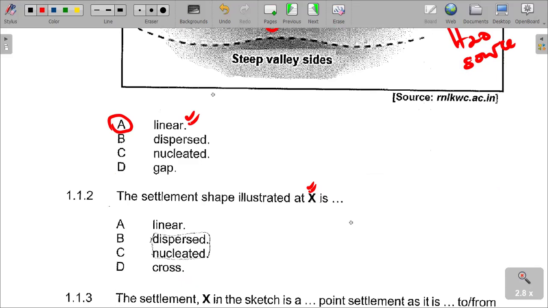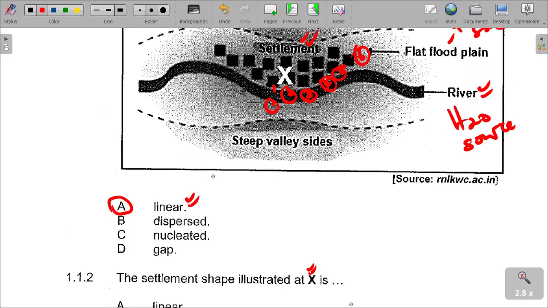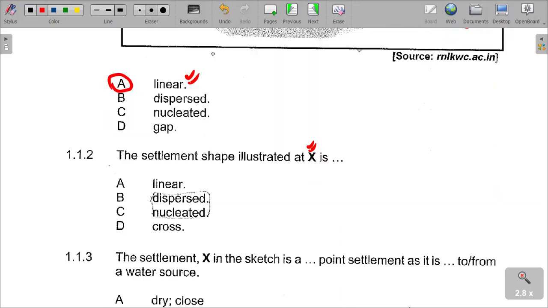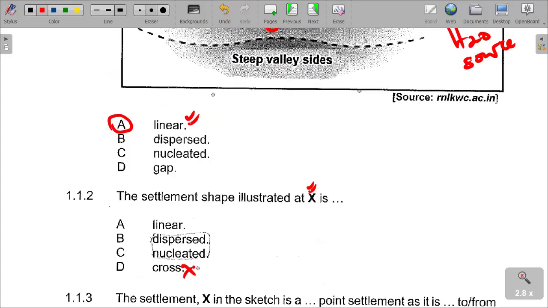So as you can see, what settlement shape is being illustrated at X? It cannot be a gap. We are saying it's not a cross. There is no cross that we are seeing there. A cross means there is an intersection of roads, roads that are meeting at a certain point, causing settlement to develop along it.